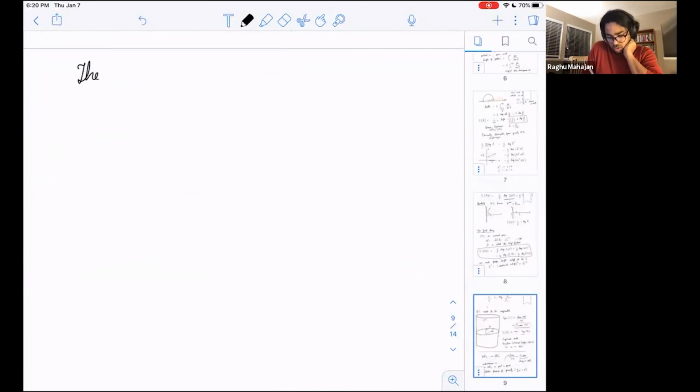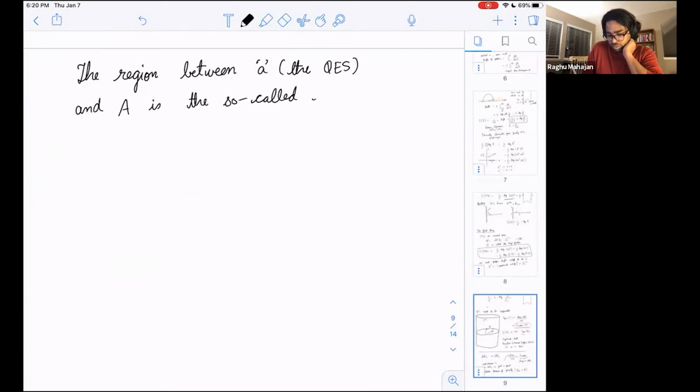The region between little a, the QES, and capital A is the so-called entanglement wedge of big A. And the point is that AdS-CFT has substructure.